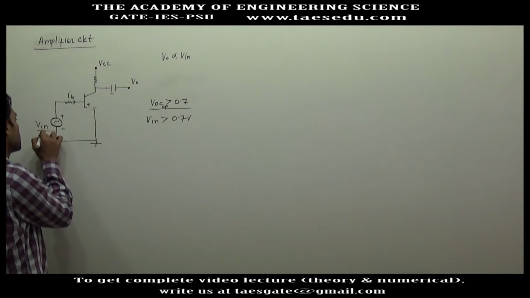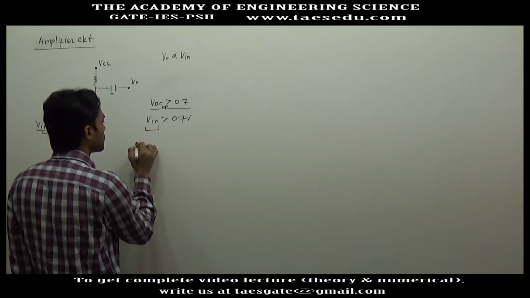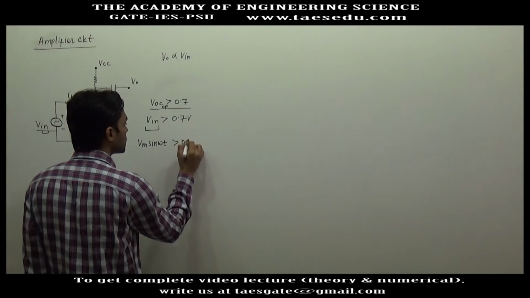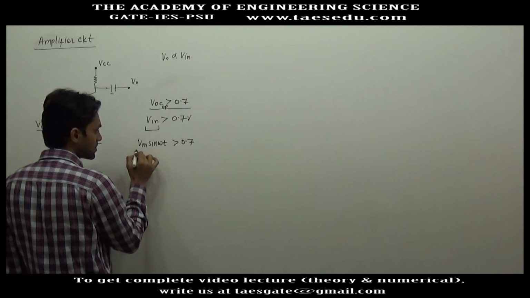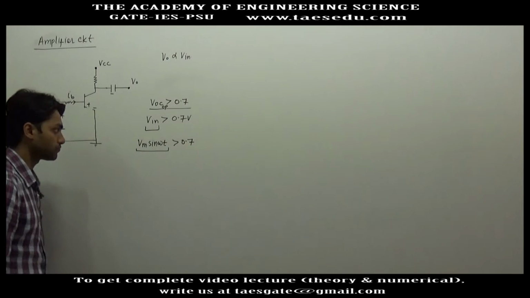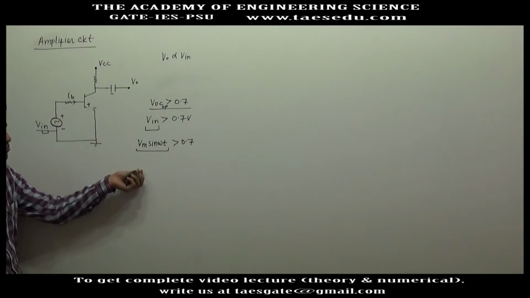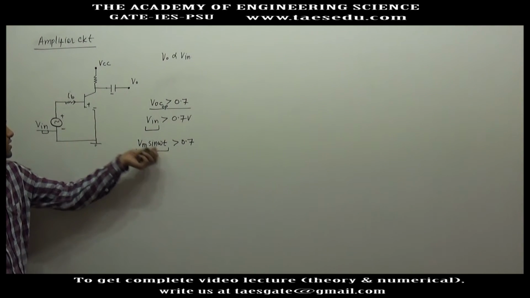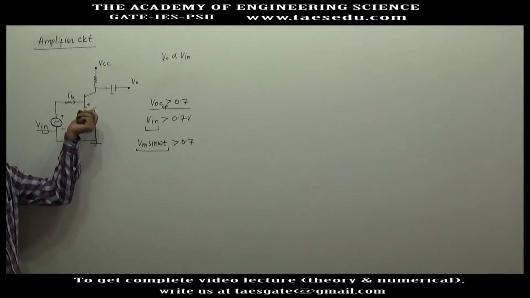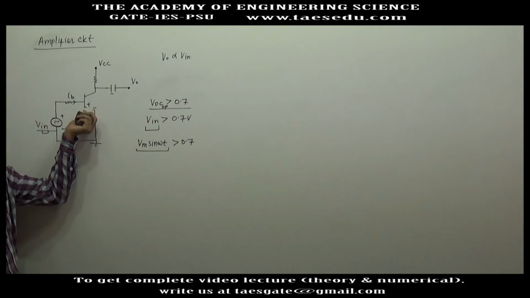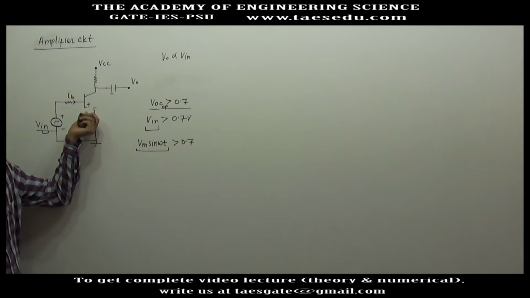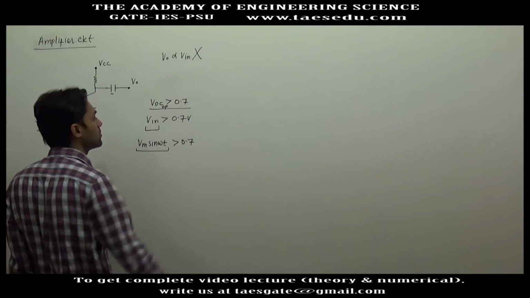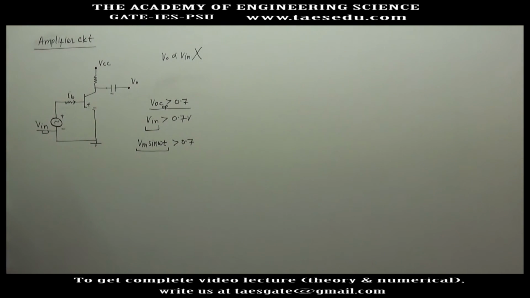And if this is an AC source, this will be Vm sine omega t. This must be greater than 0.7 volt. And since this is sinusoidal, it will become negative at some point. So when this is negative, this condition is not satisfied. So this will be in cutoff region. So the transistor will not operate as a linear circuit, and output will not be directly proportional to input. This will not act as an amplifier.